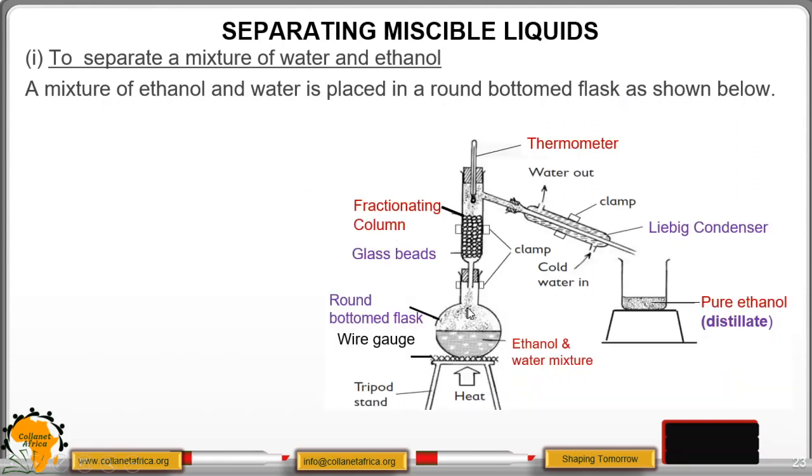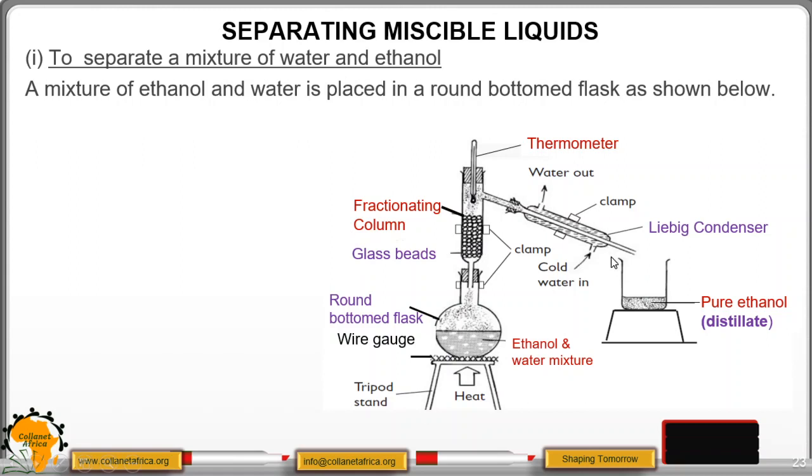So we have the round bottom flask, and it is usually preferred when you are heating because the round shape allows the uniform distribution of heat. Most of the time when you are heating a substance, we use a round bottomed flask to allow uniform distribution of heat. We have the wire gauze, and then we have the tripod stand. We have the mixture of ethanol and water. Then we have the fractionating column, and then we have the beads. We have the thermometer there.